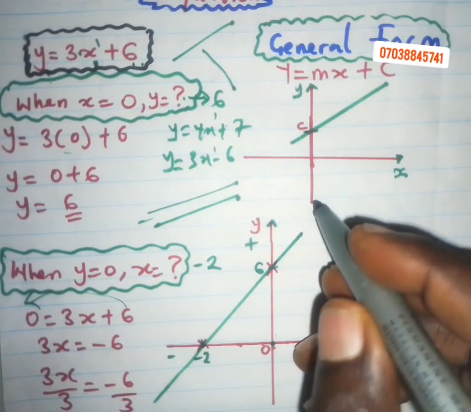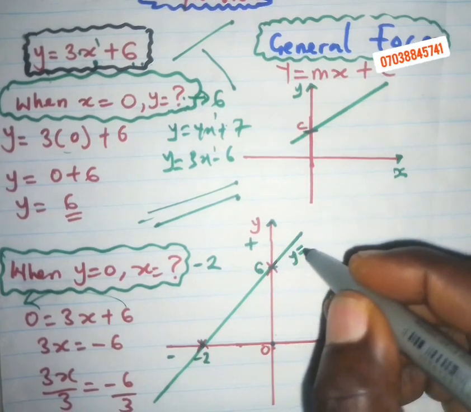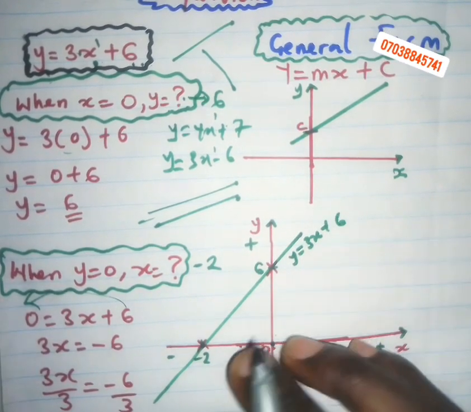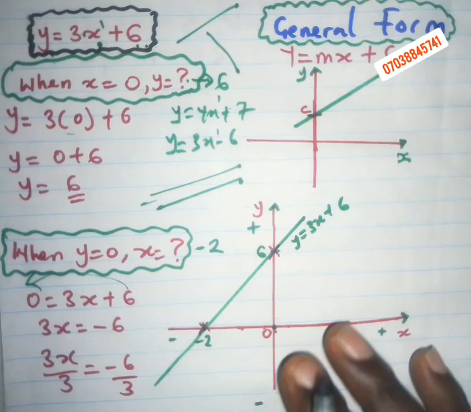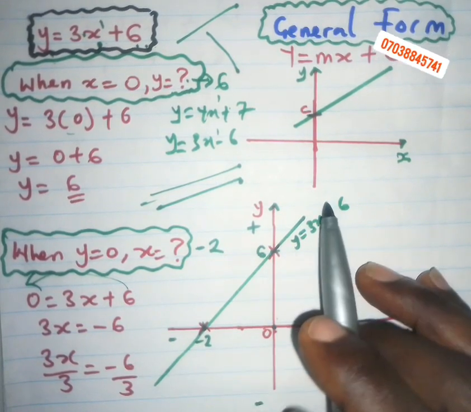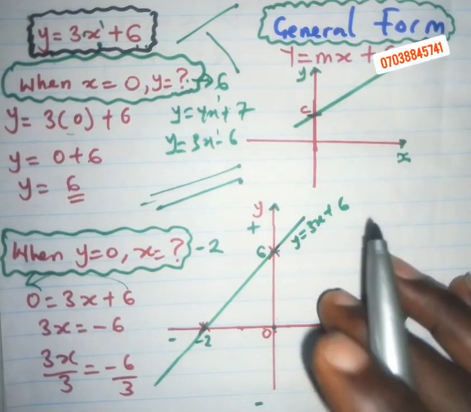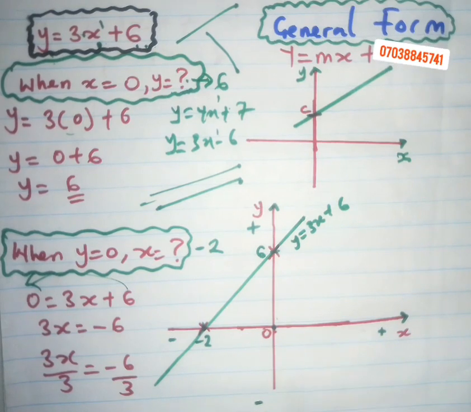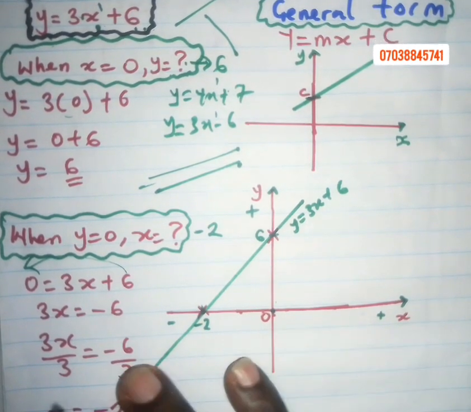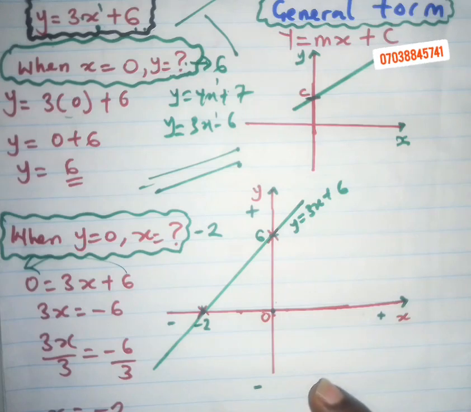Then along this line, you just write y equals 3x plus 6. This is to tell anybody that sees this graph that the equation of this graph is y equals 3x plus 6. So you can see it's very, very easy. This is how you sketch the graph of a linear equation.